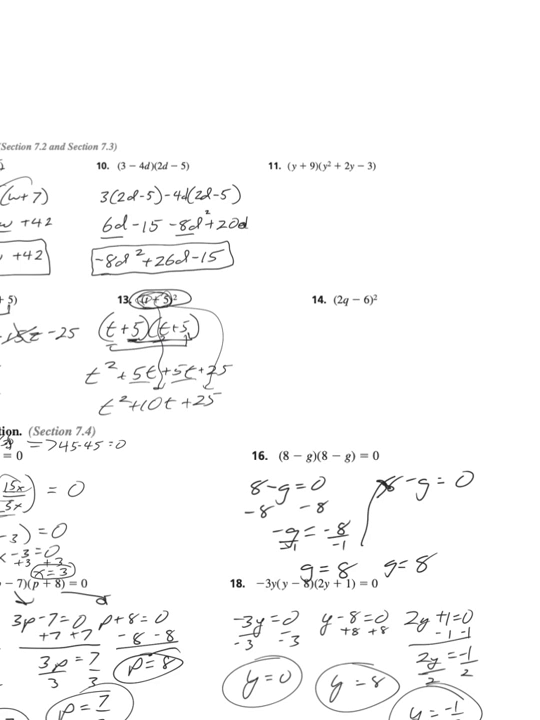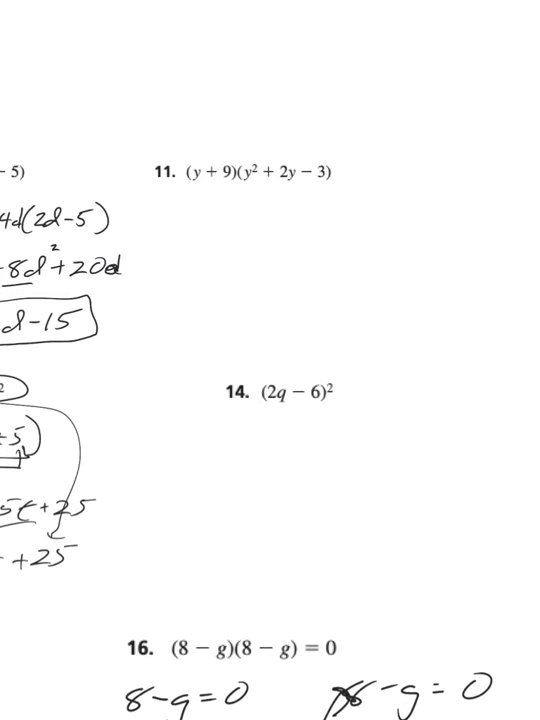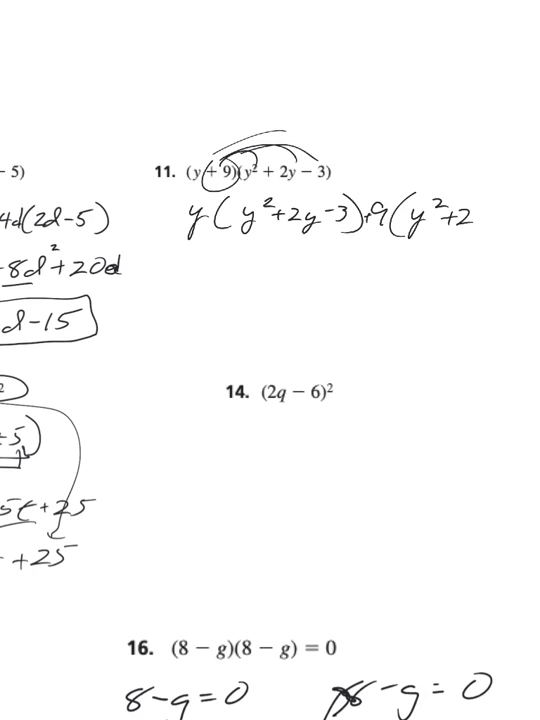Let me just go over how we do number 11 and number 14, just to remind ourselves. This is not something we can do FOIL with because there's a trinomial and a binomial, but we can double distribute it. So you're going to do y times y squared plus 2y minus 3, and then we're going to distribute the 9, so 9 times y squared plus 2y minus 3. Once you distribute those, you're going to collect like terms, and you're good to go. And number 14, you're going to go 2q minus 6 times 2q minus 6. From here, you can just go ahead and do your FOIL.